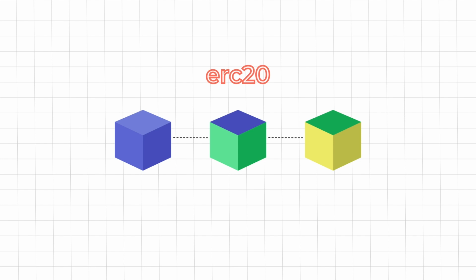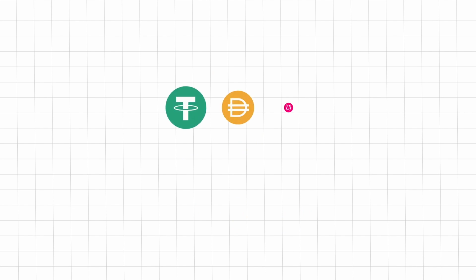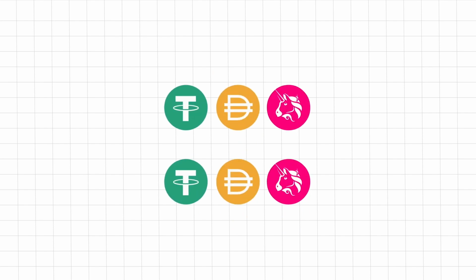ERC20 is a popular standard on Ethereum which is predominantly used to create tokens such as USDT, DAI, LINK, Wi-Fi, or UNI. This standard facilitates the construction of fungible tokens. This means that all the tokens that we just mentioned are completely identical to another unit of its kind and can be easily exchanged for one another. The value of the token at a given time will remain the same.